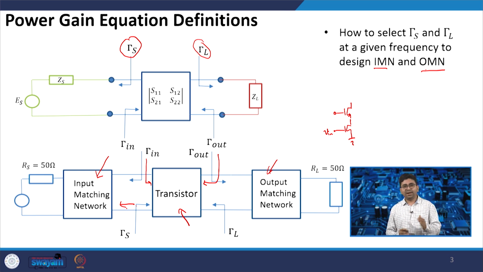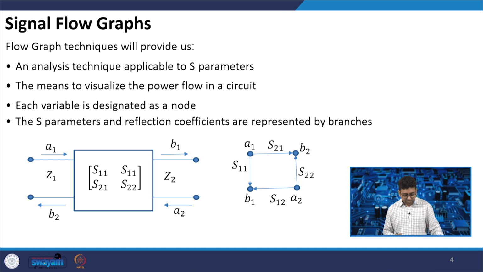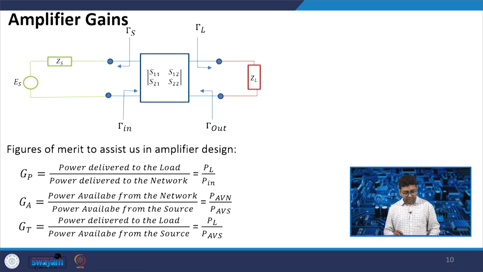So, by that we can define the power gain equation. These are the amplifier gains. This is a figure of different figures of merit to assist in amplifier design. The first gain is GP, that is the power delivered to the load divided by the power delivered to the network. So, that is given by PL divided by P in.